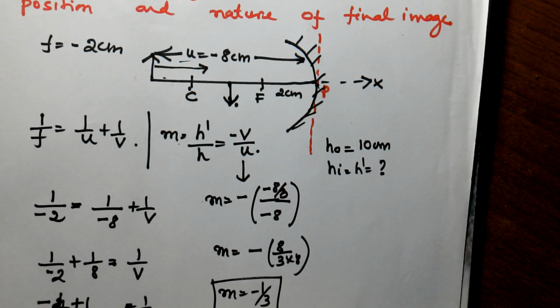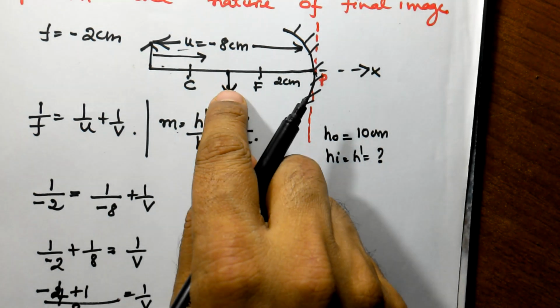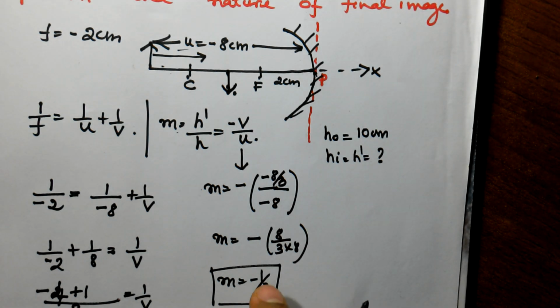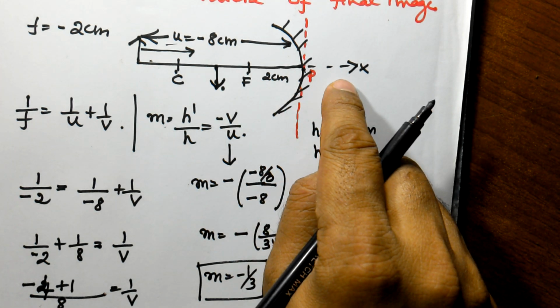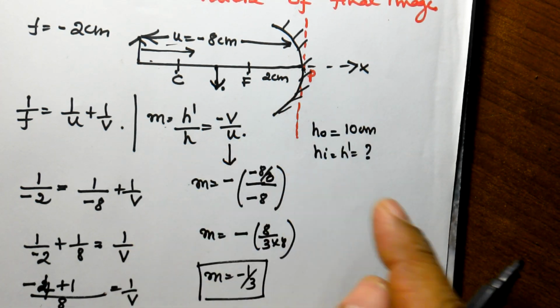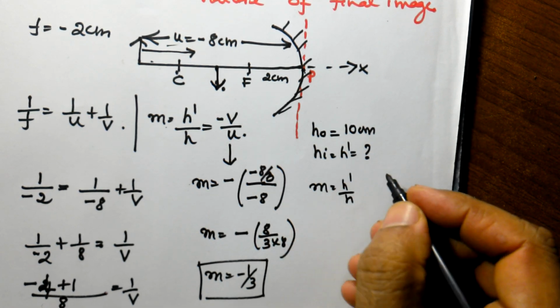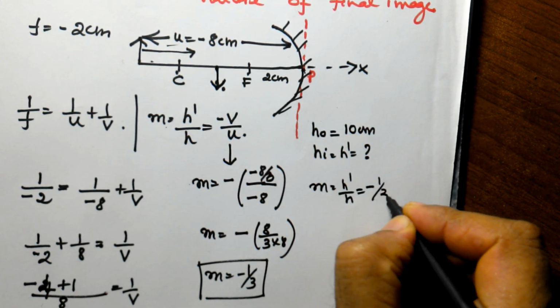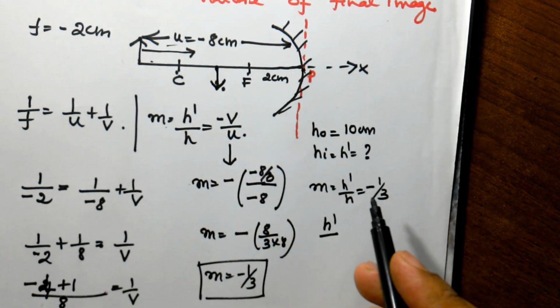What do you mean by this? The answer says that image is 1 by 3rd of the size of the object. It is diminished image. So image is 1 by 3rd of the size of the object. How do you conclude it, sir? You take this case, that is h dash by h. This we will take. So magnification is h dash by h, and that answer got is minus 1 by 3. H dash we have to find out. Of course, you should get it as negative.